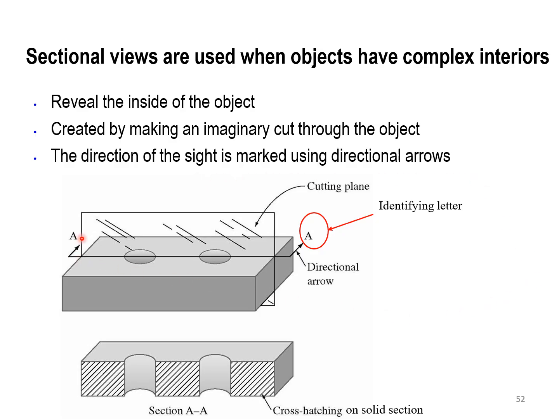So for example, to make these directional arrows, we put a line and two arrows on the side. That means the view of section AA is going to be shown from that side toward the inside of the paper. So it's going inside. That means I'm looking from that direction. That will be the cutting plane, and these are the details we have. Mainly it's going to show me how the holes are represented inside the part.